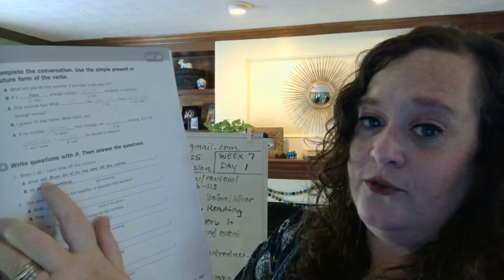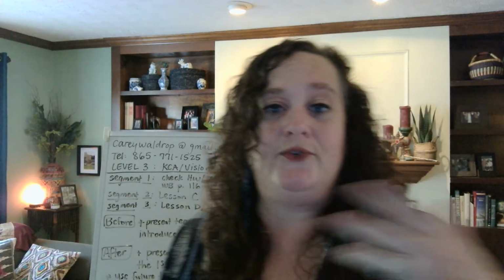If we did not have the coronavirus, I would have probably visited California this summer also to see my friends. But let's go to exercise 4. Write questions with if and then answer the questions. Okay, so example 1, Brian, does he have time off this summer. So information question, what will Brian do if he has time off this summer? He will go swimming. So remember, depending on what question is being answered, what tense, I will answer in the same way. So here we have will, future, and then he will go swimming, answer.